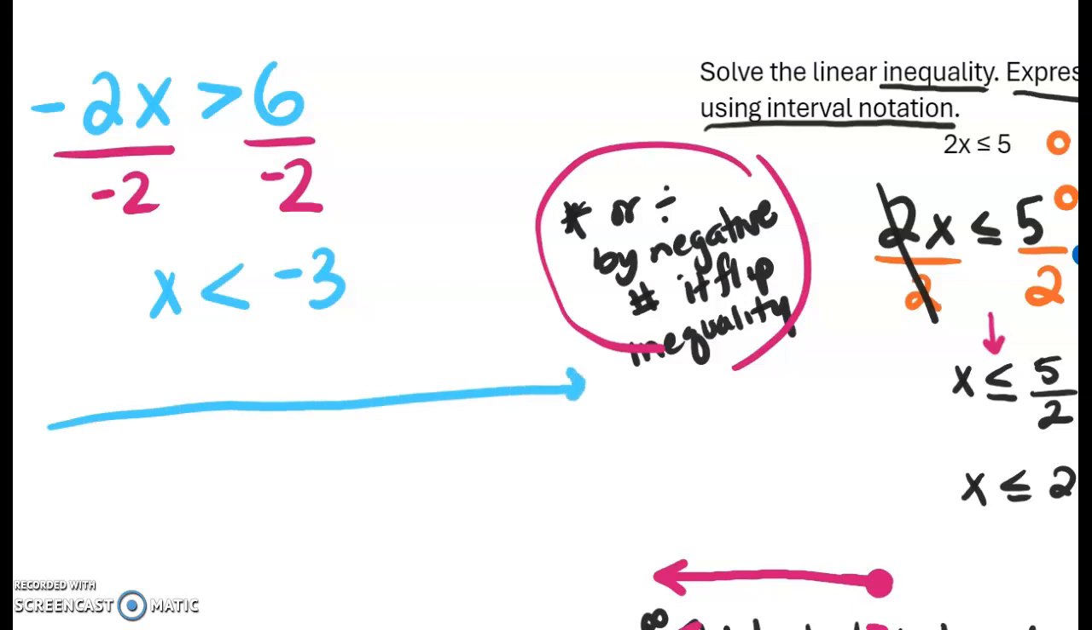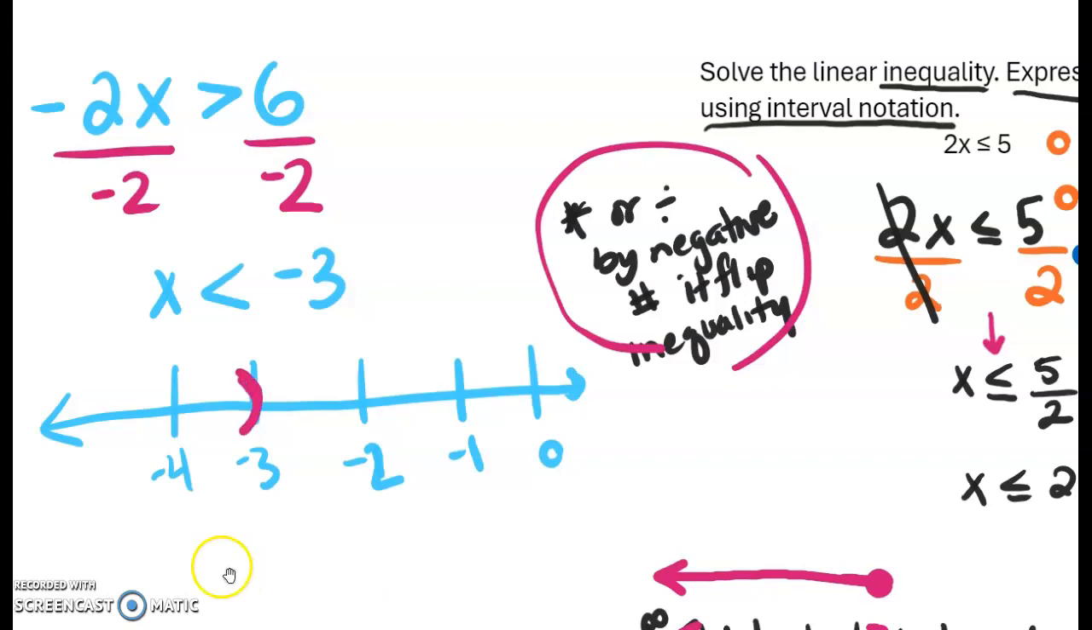So if I was to graph this, I would find negative 3 on my number line. This is less than, so it's going to be a parenthesis. And let me use what the WebAssign is using. They use the open circle. So open circle instead of parenthesis. But like I said, some books use a parenthesis, some books use the open circle. So open circle at negative 3 and then an arrow to the left.